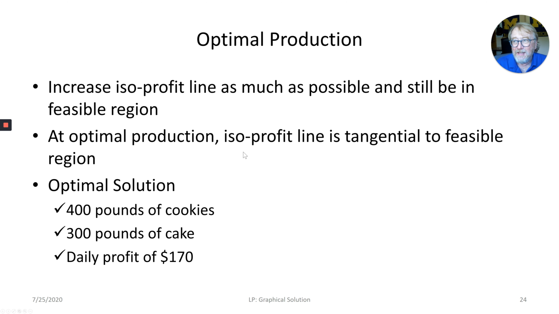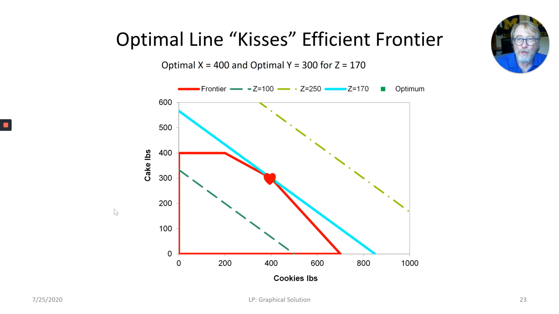Great. So that's where the optimal production is. So we're going to make 400 pounds of cookies, and we're going to make 300 pounds of cake, right? The optimal point just hits that corner point, and our daily profits will be $170. Let me just go back for a second.